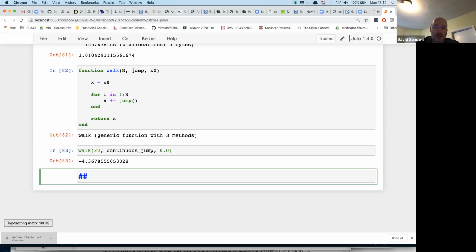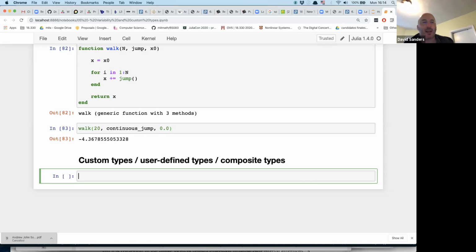So let's say custom types or user-defined types. In Julia, they're called composite types. Many languages have these. Many languages like Python and C++ are what's called object-oriented programming languages. Julia has objects, but it is not an object-oriented programming language. It has what you could call objects of some user-defined type, just like other languages, but it is not a traditional object-oriented programming language.